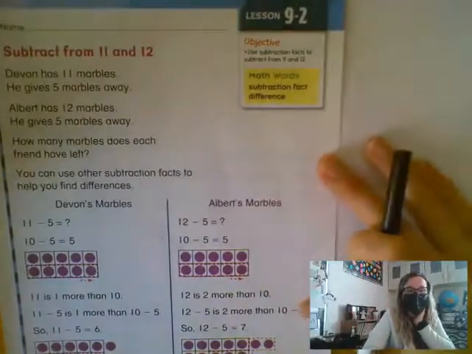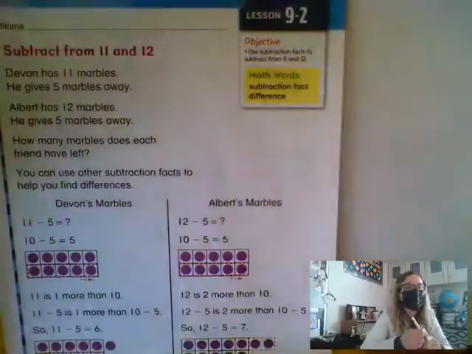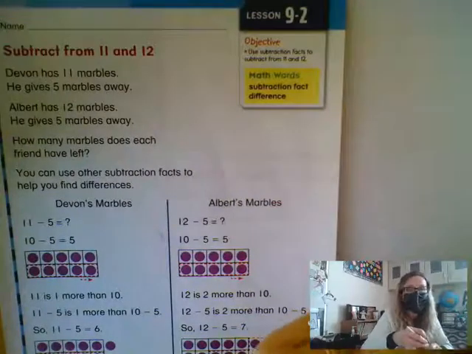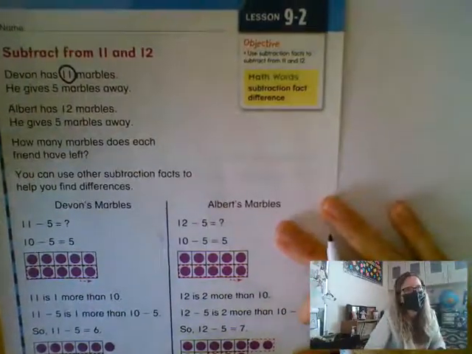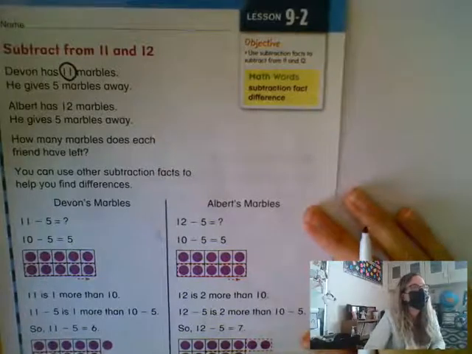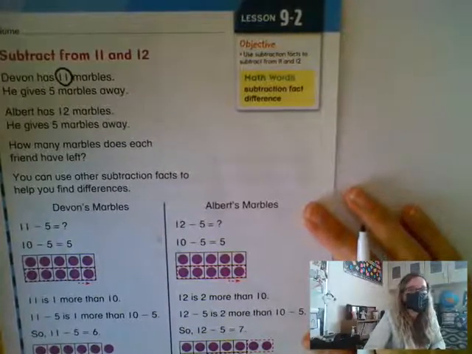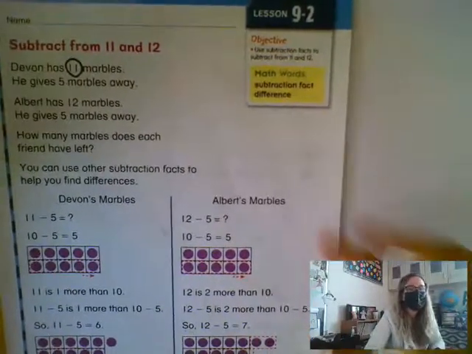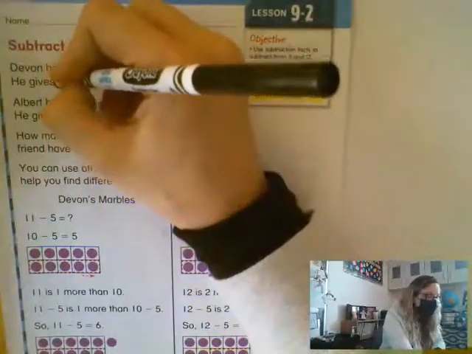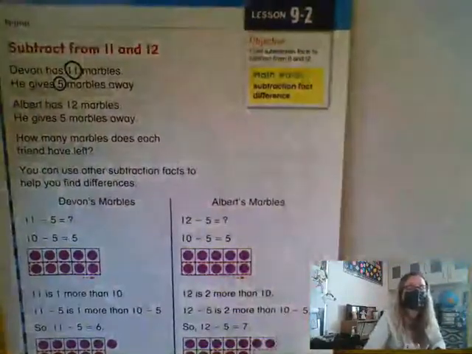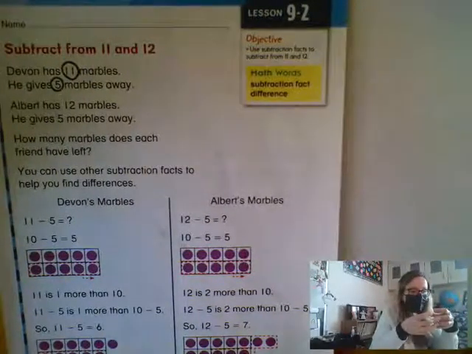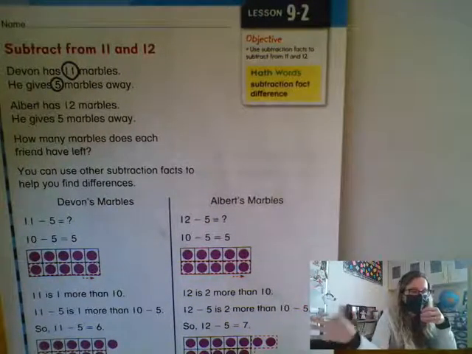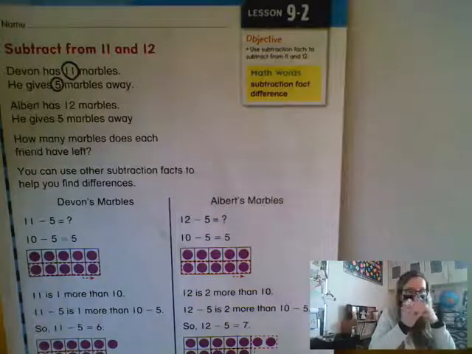So it says here that Devin has 11 marbles. So if you have this page out in front of you, I want you to circle 11 marbles. If you don't have this page in front of you, make sure you're paying attention to the screen. Then it says he gives 5 marbles away. Okay, so take a minute to process in your mind what that means. He had 11. He gave away 5. So we're trying to think what he has left, okay?